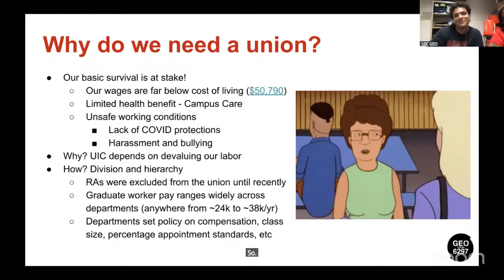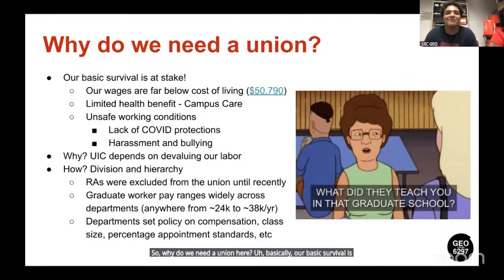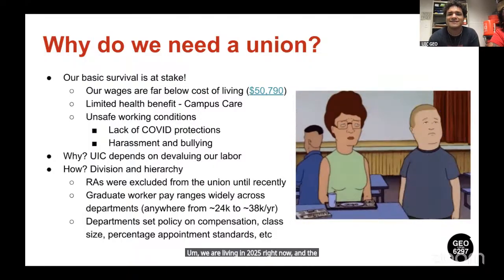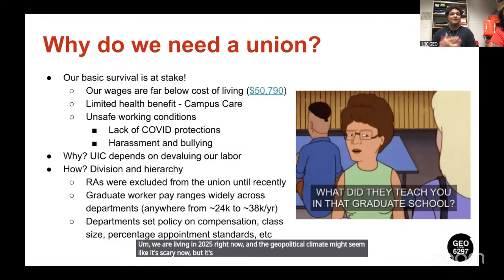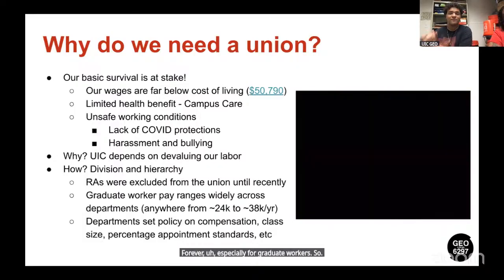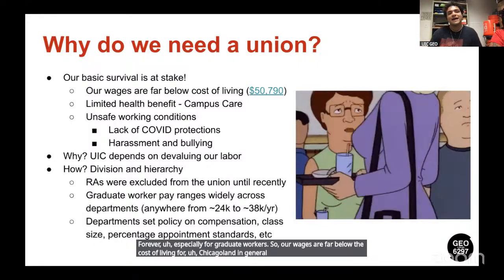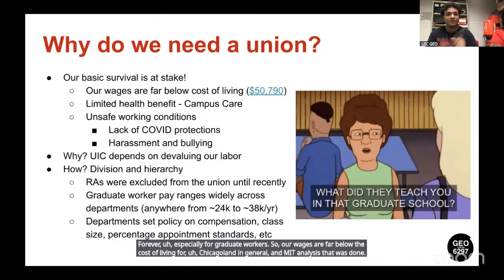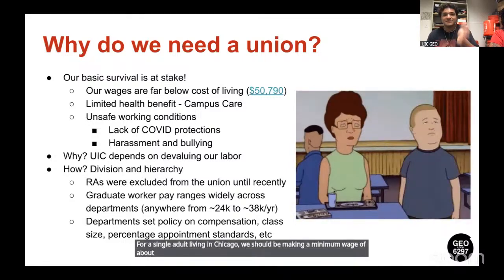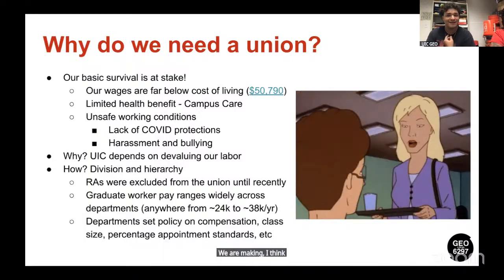So why do we need a union here? Basically, our basic survival is at stake. We are living in 2025 right now, and the geopolitical climate might seem like it's scary now, but it's honestly been scary forever, especially for graduate workers. So our wages are far below the cost of living for Chicagoland in general. An MIT analysis that was done for a single adult living in Chicago, we should be making a minimum wage of about $50,000 and 790 cents there. We are making, I think, less than half. I know I'm making less than half of that.